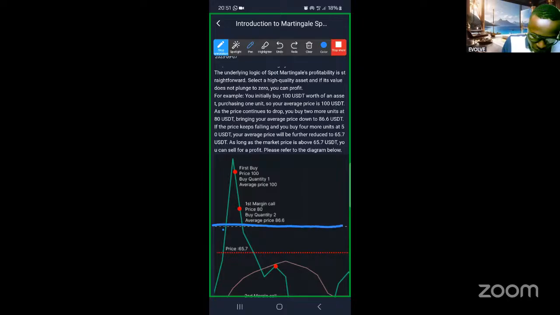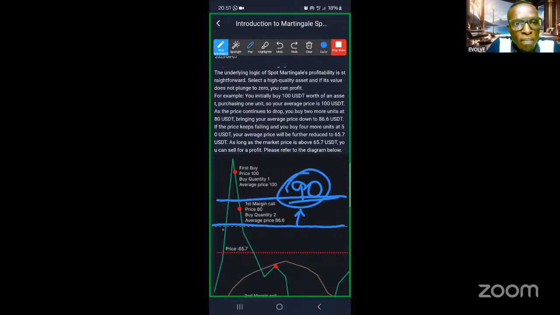Somewhere here, $86.6. So what this means, if the market goes up and the current price, people start buying each coin at $90, do you realize that you can sell all of your 3 coins at this point and make profit?